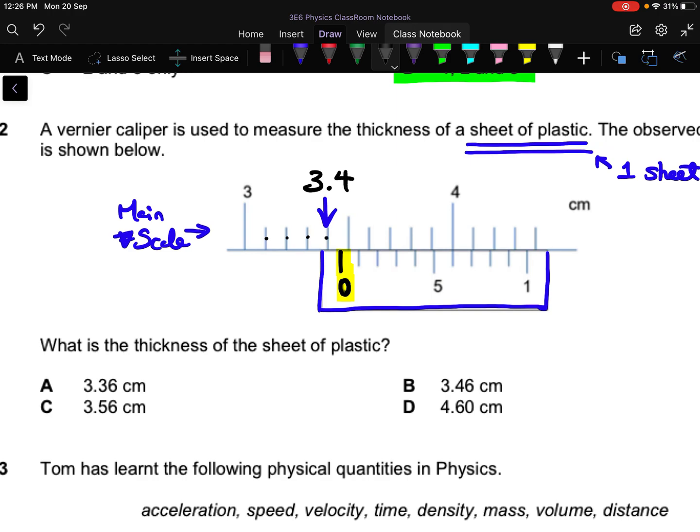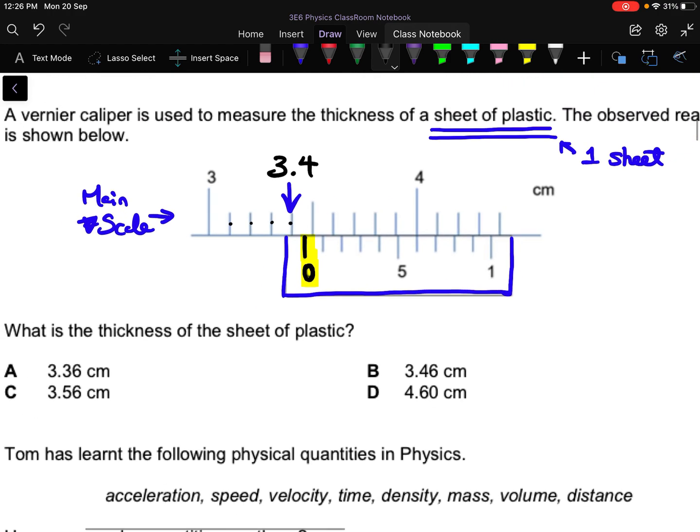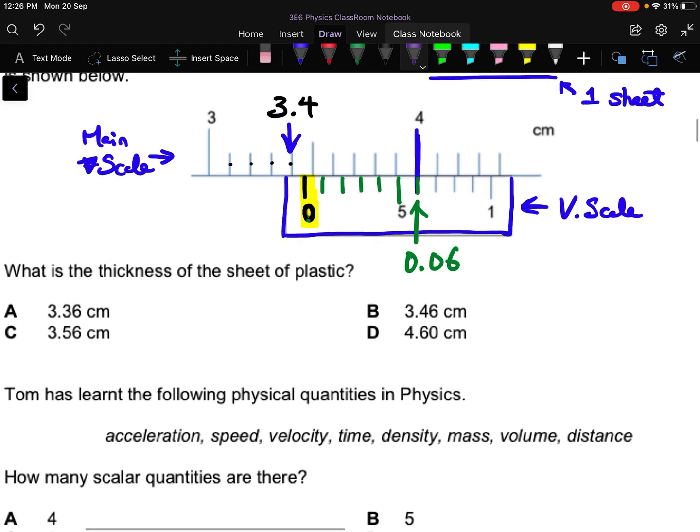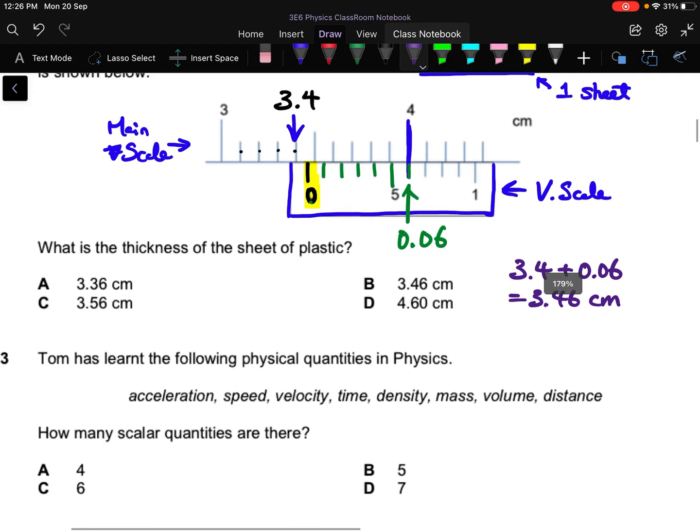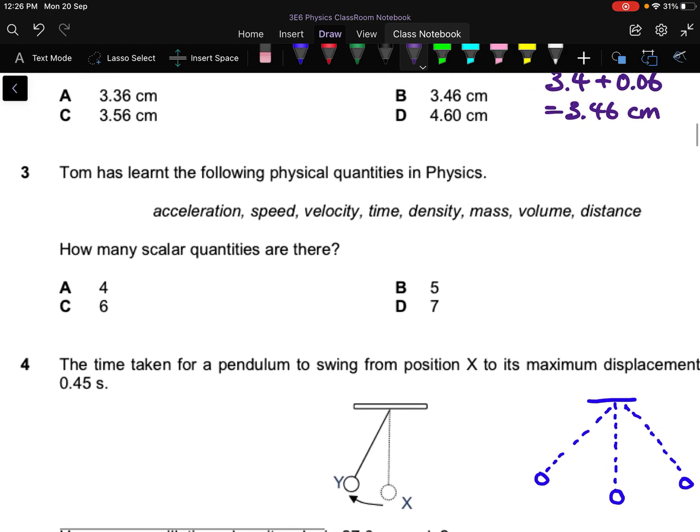3.1, 3.2, 3.3, 3.4. And after that, you're supposed to look at your vernier scale. This is your vernier scale. And you should search for the scale that is in line. So in this case, you should read this. And it will be 0.06. So this is 0.00, 0.01, 0.02, 0.03, 0.04, 0.05, 0.06. Yeah, and once you know this, then the combined reading will be 3.4 plus 0.06. That will give you 3.46. The unit is cm.